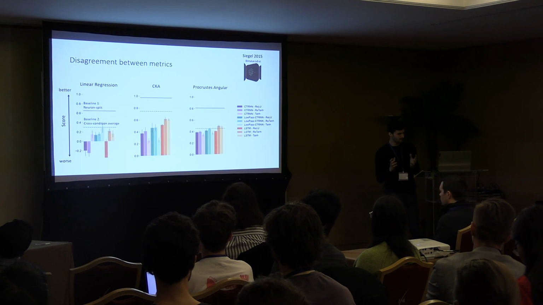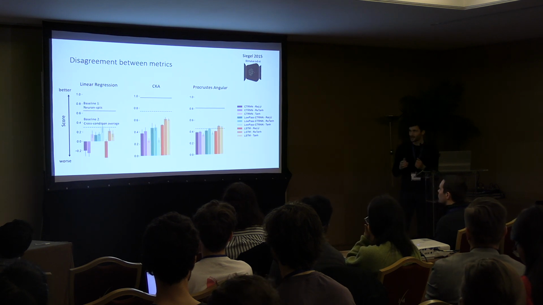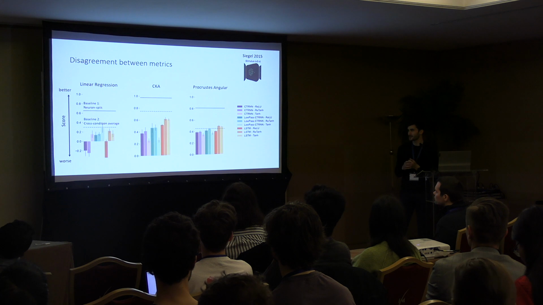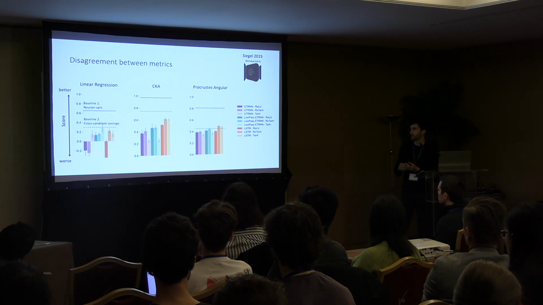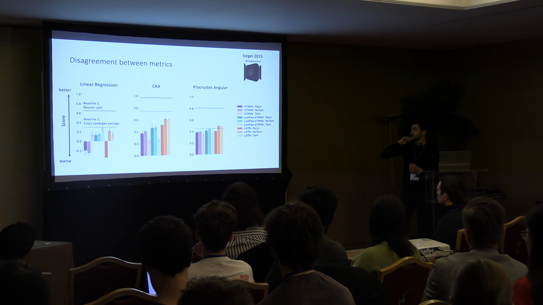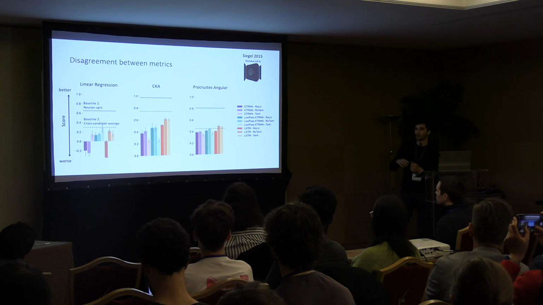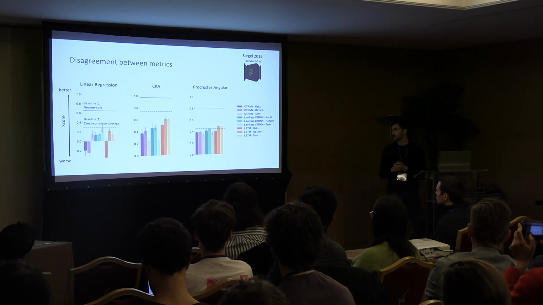And we also get some similar results for the other data set, where we found a lot of disagreements between the metrics. For example, here if we look at CKA, it seems that the LSTM models in orange are better than the other models.